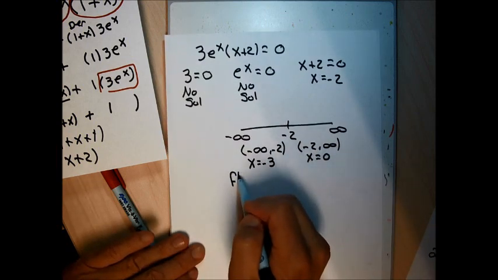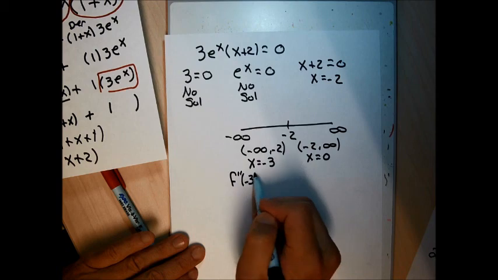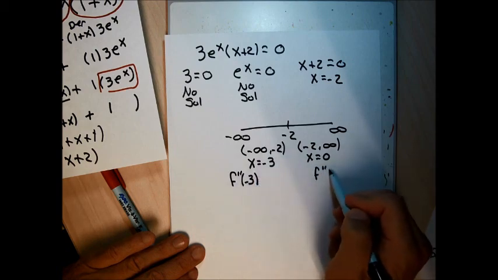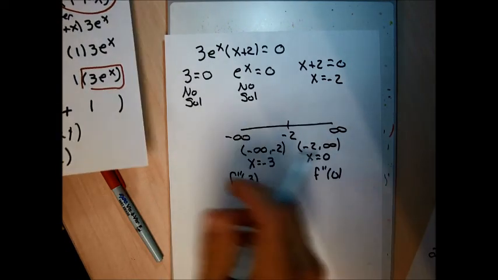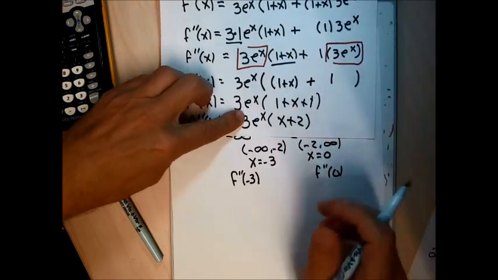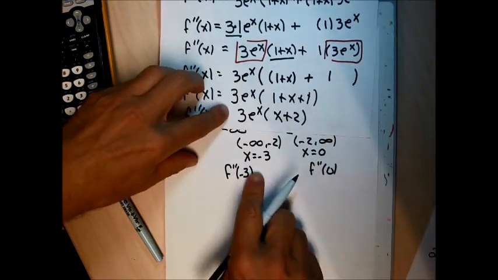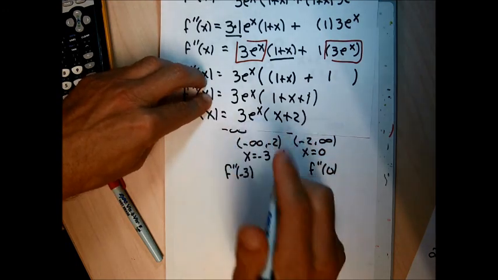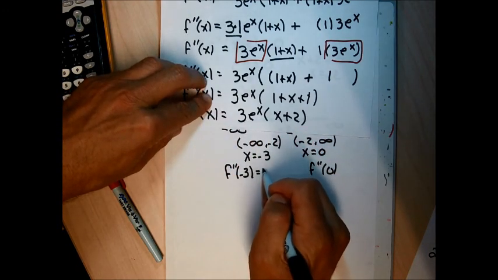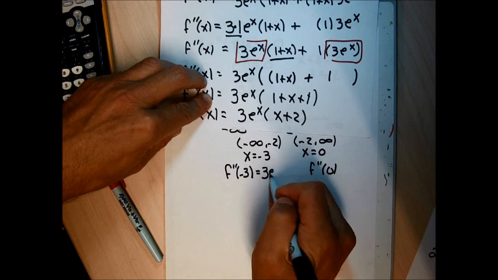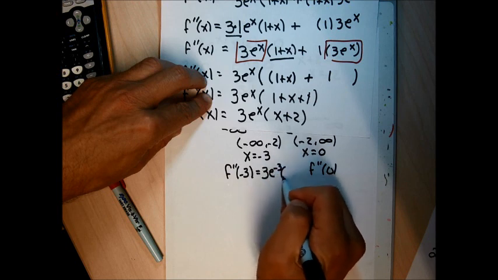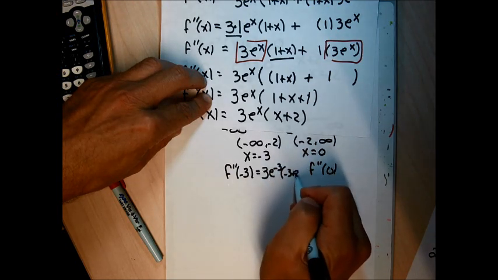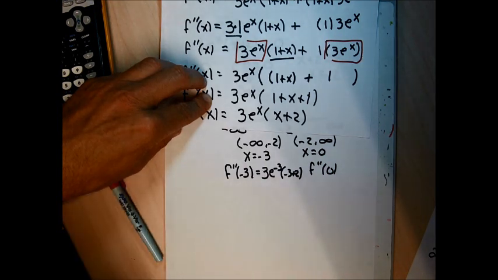I'm going to find f double prime of negative 3, and I'm going to find f double prime of 0. I need to know what f double prime is, and this is the best version of f double prime. So to do f double prime of negative 3, I'm going to take all those x's in there and change them to negative 3. So I'll go 3e to the negative 3 times negative 3 plus 2. In a second, I'll do that on my calculator.